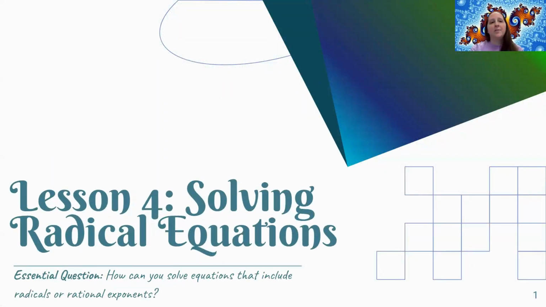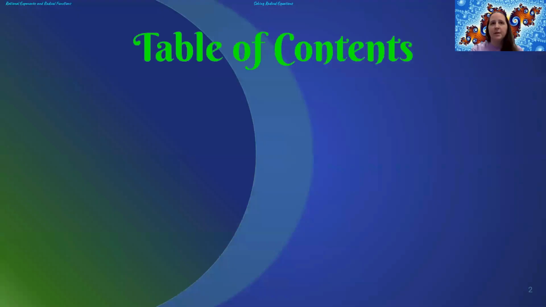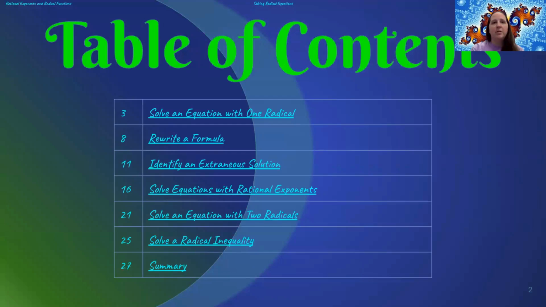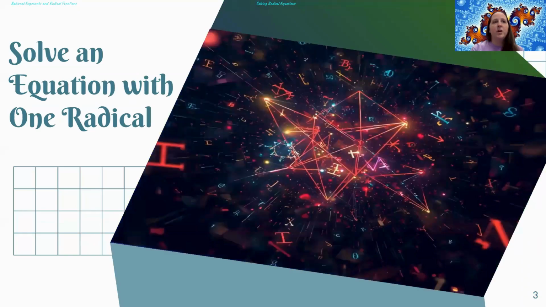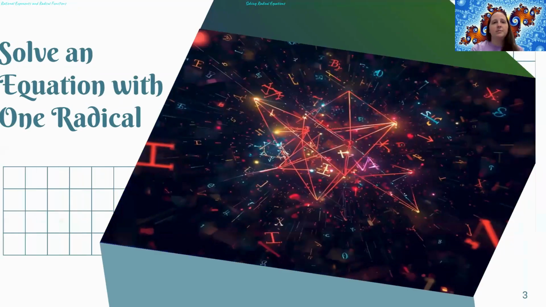All right, this is Unit 5, Lesson 4, Solving Radical Equations. Our essential question is, how can you solve equations that include radicals or rational exponents? And here is our table of contents. Solve an equation with one radical.